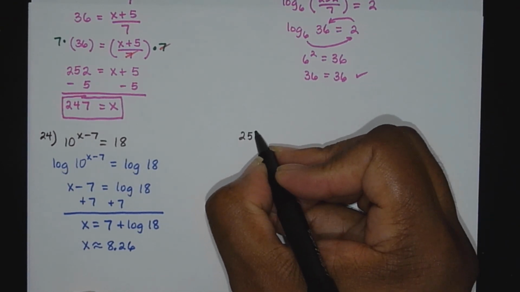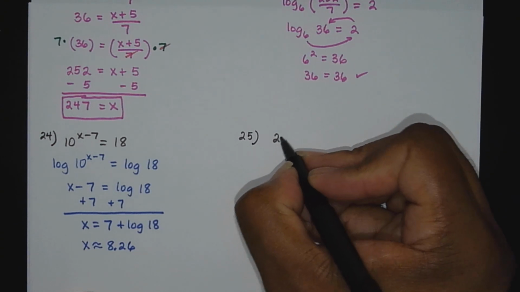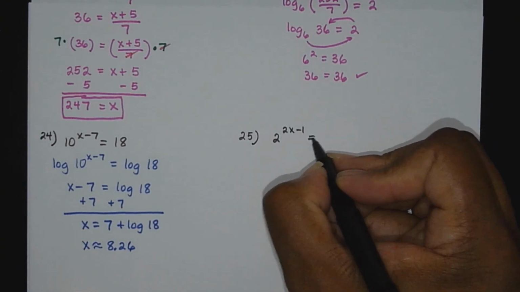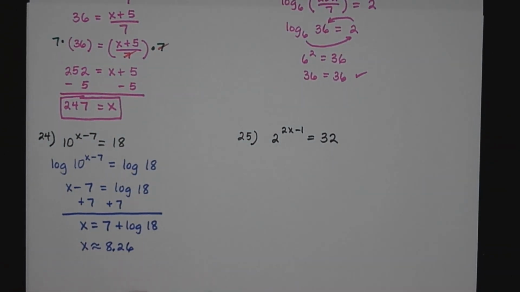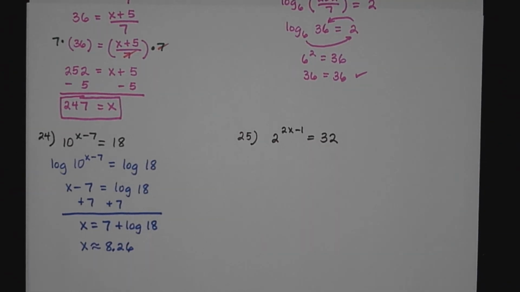25 is another exponential equation, 2 raised to the 2x minus 1 equal to 32. All right, with that, you want to make sure that you can set your bases to be equal to each other, because 32 can be written as 2 to some power.